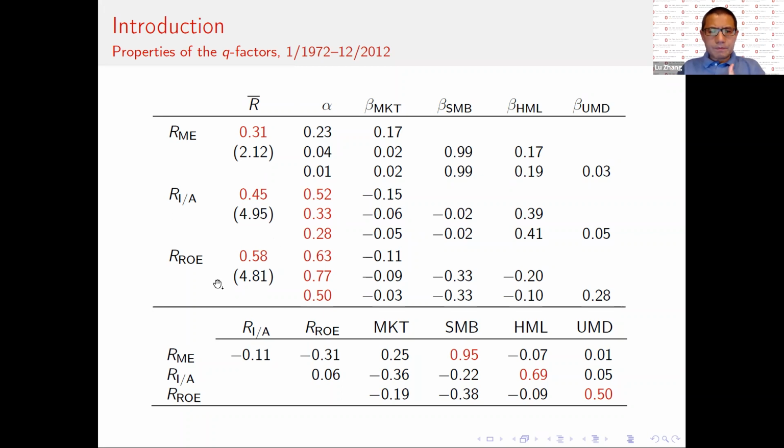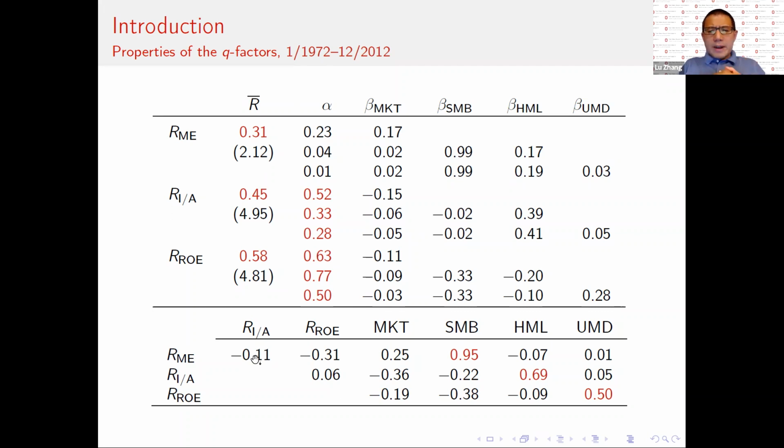Finally, our ROE factor on average earns about 58 basis points per month with the t-value about 4.8. So again, none of the more traditional factor models can explain our ROE factor, with the CAPM alpha 63 basis points, the Fama-French three-factor alpha about 77, and the Carhart four-factor alpha 50 basis points per month, and all three are significant.